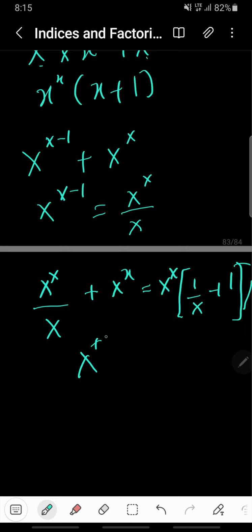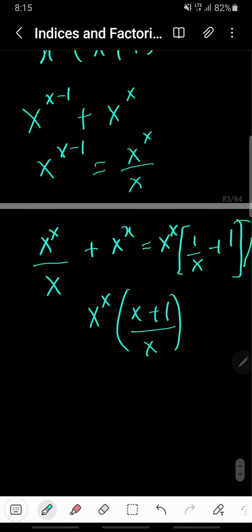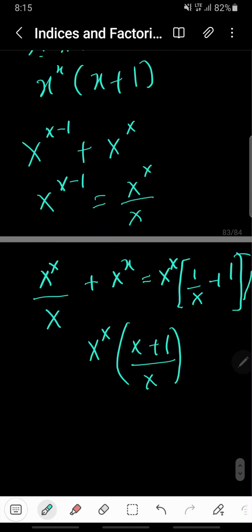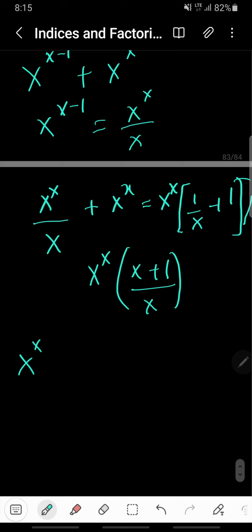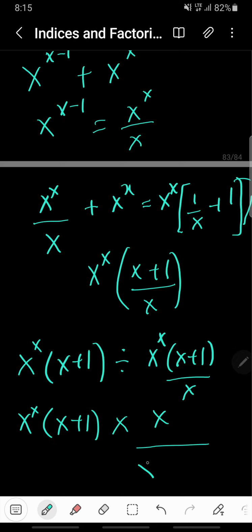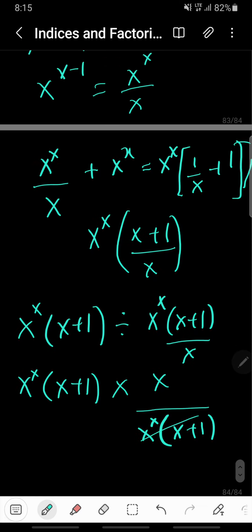Now this is the same thing as x to the power of x, then x plus 1 over x. That is what we have at the denominator. So we can try and simplify things. The numerator, x to the power of x, open bracket x plus 1, divided by x to the power of x, bracket x plus 1, over x, is x to the power of x, bracket x plus 1, times x, divided by x to the power of x into bracket x plus 1. So you can see that this clearly cancels this, and what you are left with there is x.